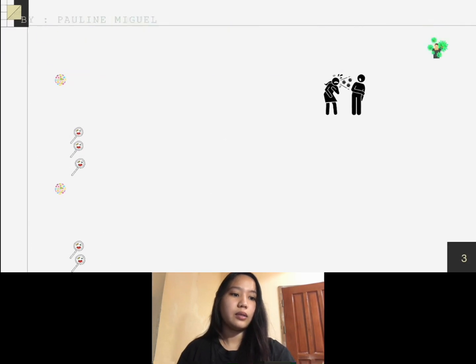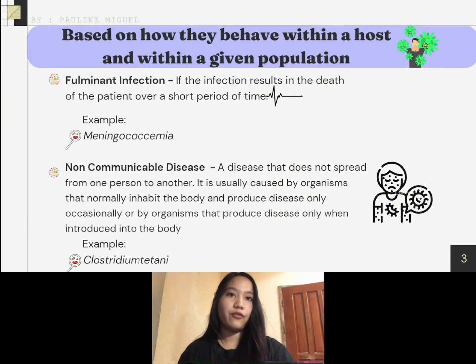Okay, so next, we have the fulminant infection, where the infection results in the death of a patient over a short period of time. So, ito naman yung mga disease na kung saan in a short period of time, pwedeng mabawian yung pasyente. Example of this is meningococcemia.